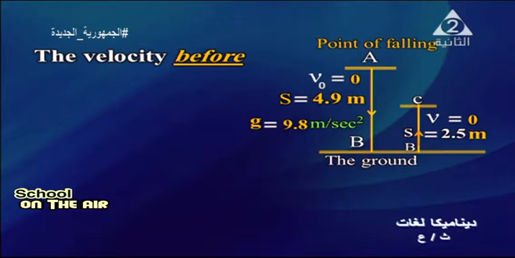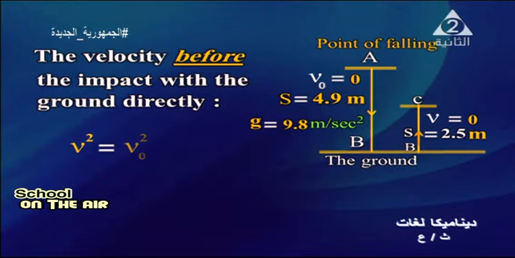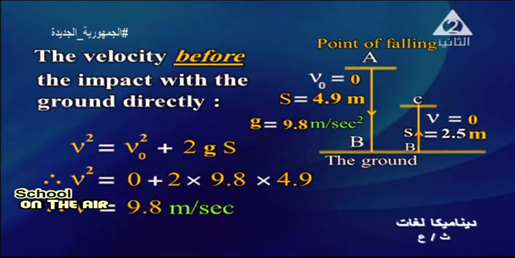Then the velocity before the impact with the ground directly is given by the relation v squared equals v naught squared plus 2gs. v naught equals 0, then v squared equals 0 plus 2 multiplied by 9.8 multiplied by 4.9. Then the velocity before the impact with the ground directly equals 9.8 meter per second.